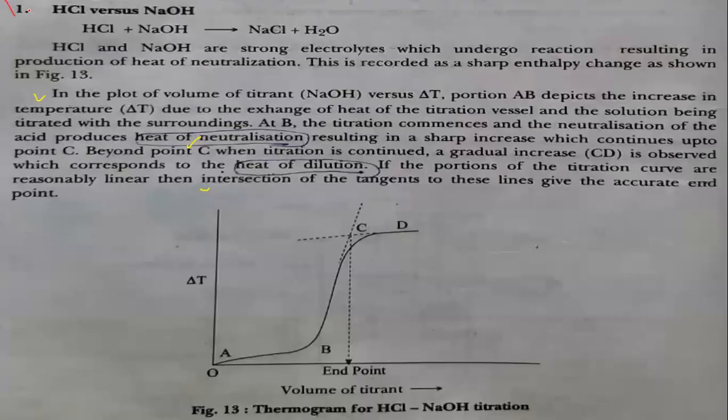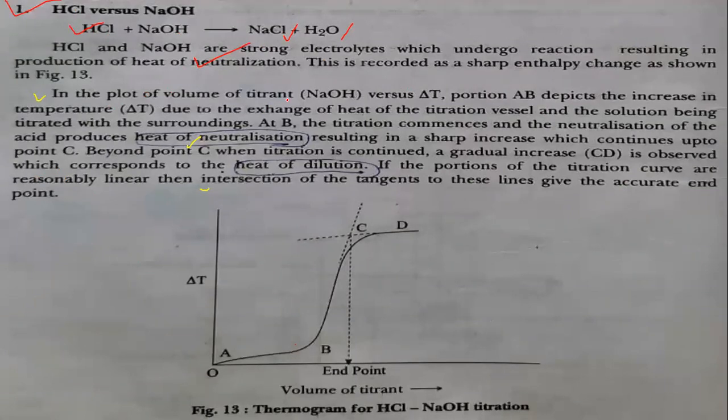First is HCl versus NaOH. HCl is added to NaOH, forming NaCl and H2O. This is the titration curve. HCl and NaOH are strong electrolytes which undergo a reaction resulting in the production of heat of neutralization. This is recorded as a sharp enthalpy change as shown in the figure.